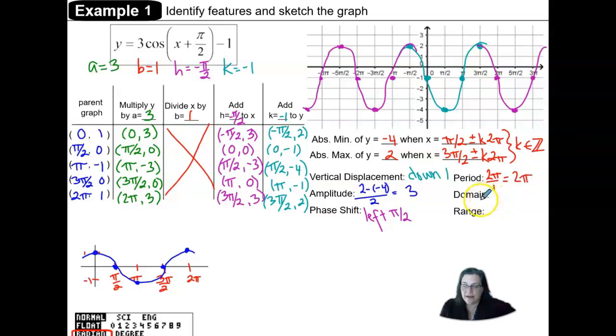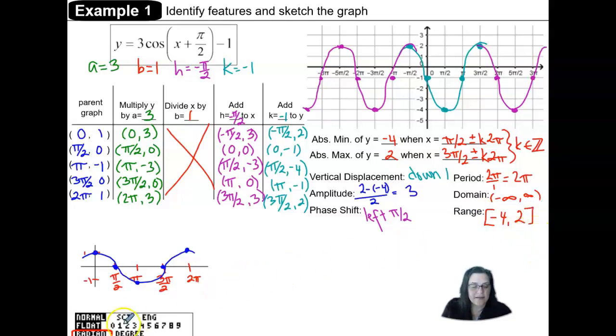Then the domain of any sine or cosine graph is always the set of all real numbers, negative infinity to positive infinity. And the range is going to be bound between the extrema. So we need brackets around this interval -4 to 2 because it is inclusive.